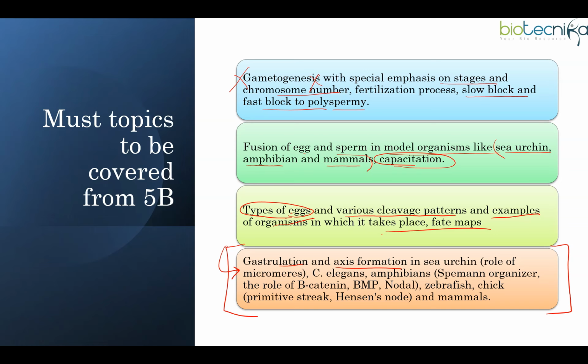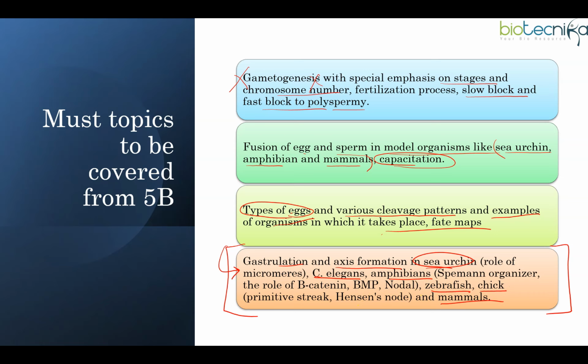And also the proximal distal, if your limb outgrows from the body, then what decides which is going to be the part which is closer to your body and which is going away out of the body. So everything in model organisms of sea urchin, C. elegans, amphibians, zebrafish, chick and mammals. You have to study all of this.